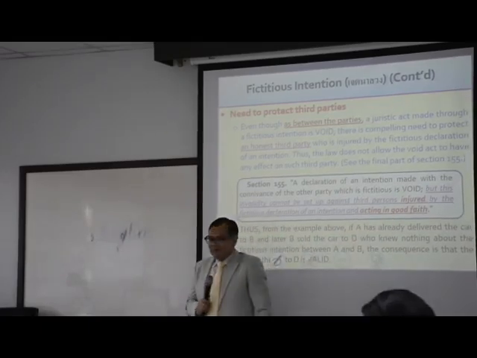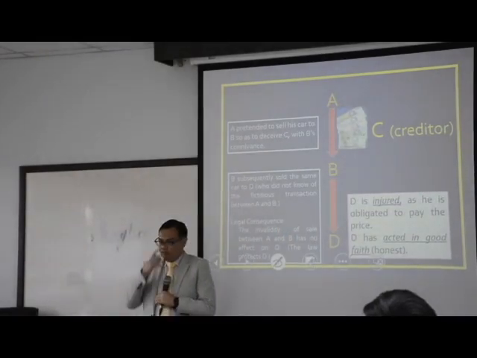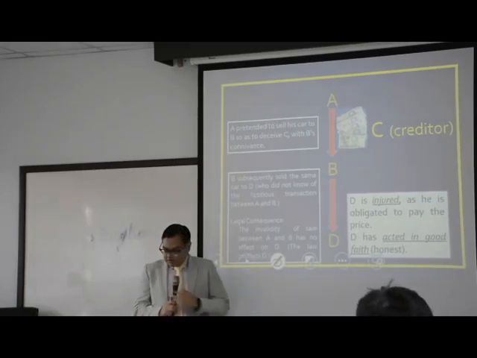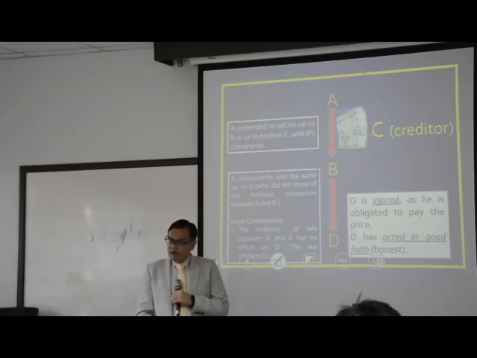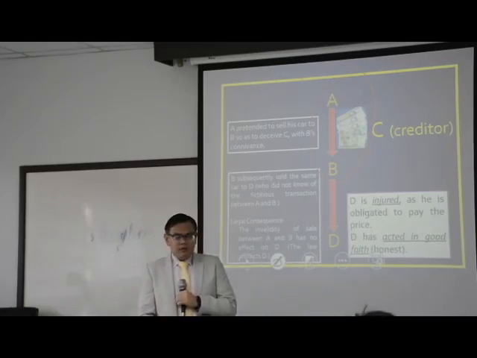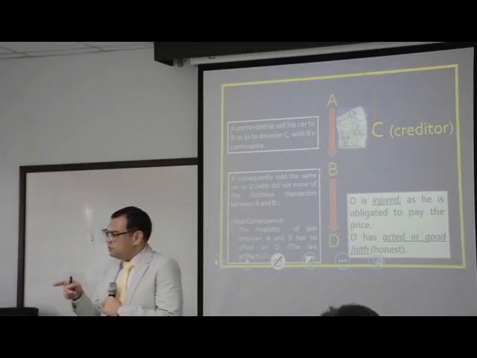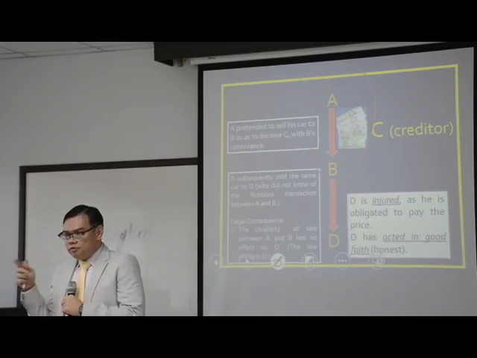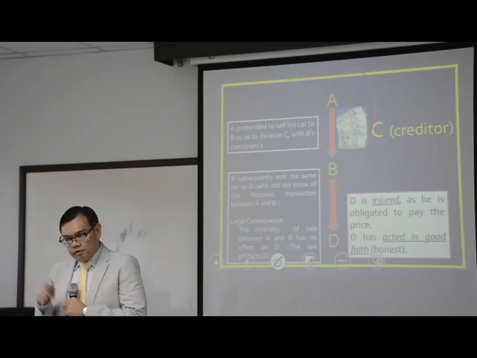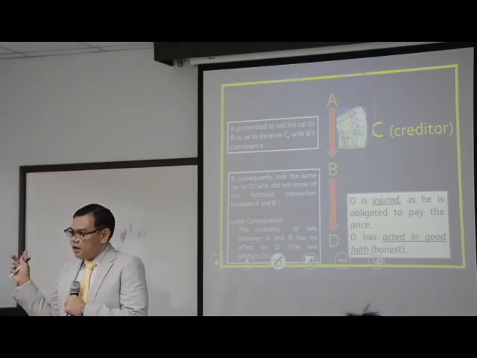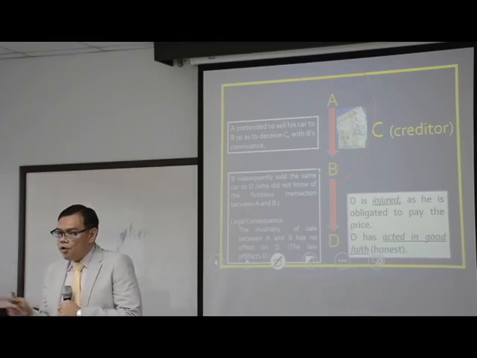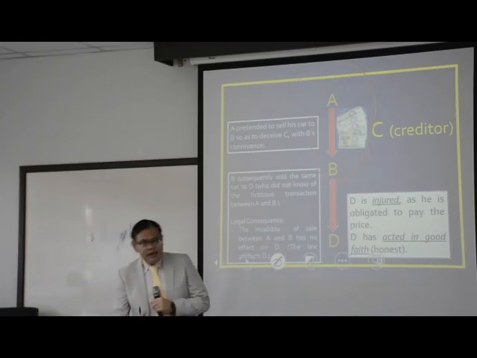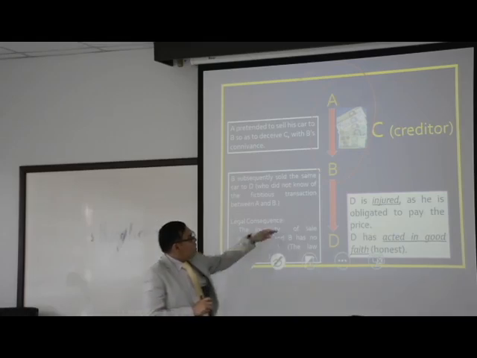What does it mean? If I try to put it in a simplified way, we look at this diagram. Just now we have seen that A pretends to sell this car to B, in order to deceive C that the car now belongs to B. In this case, both A and B enter into a conspiracy. So the consequence is that the contract between A and B is void according to section 155, correct? But what happens if, let's say, A has delivered the car to B, and the car is now with B.